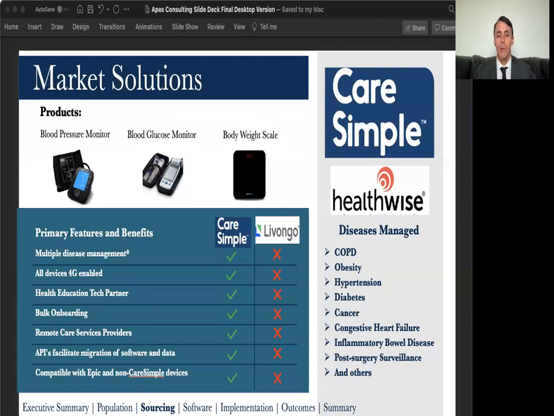And finally, not only is CareSimple compatible with Epic, but it's also compatible with a number of non-CareSimple devices. So when you compare Livongo, CareSimple is by far a more superior software because it provides a more comprehensive RPM program that can be scaled fairly aggressively. Now, I'm going to turn it over to my colleague Nagma, who's going to discuss an additional solution.